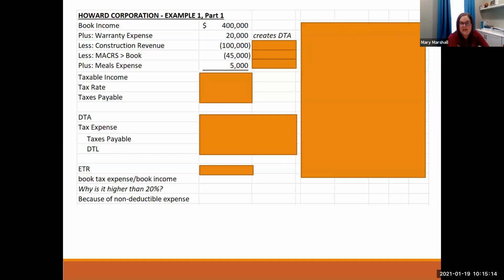So we've recognized revenue on the income statement that we do not include for tax. So that's going to be a deferred tax liability because we have $100,000 in revenue for taxes that we'll recognize later. So we'll report that income to the IRS later, which means we're going to have a liability associated with that income later. MACRS was larger than book, which means that we deducted more for tax purposes.